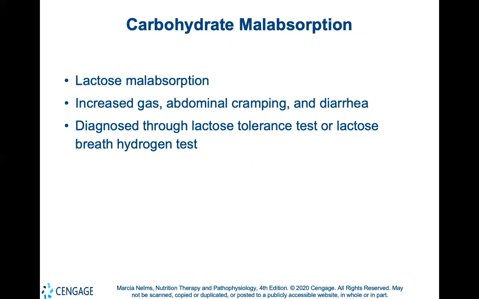The most common example of carbohydrate malabsorption is lactose malabsorption, commonly referred to as lactose intolerance or lactose maldigestion. Bacteria in the large intestine will cause the lactose to undergo fermentation, which creates increased gas and abdominal cramping. Lactose intolerance is commonly associated with other gastrointestinal diagnoses, including irritable bowel syndrome, celiac disease, and inflammatory bowel disease. Lactose malabsorption can be diagnosed using either a lactose tolerance test or a lactose hydrogen breath test.